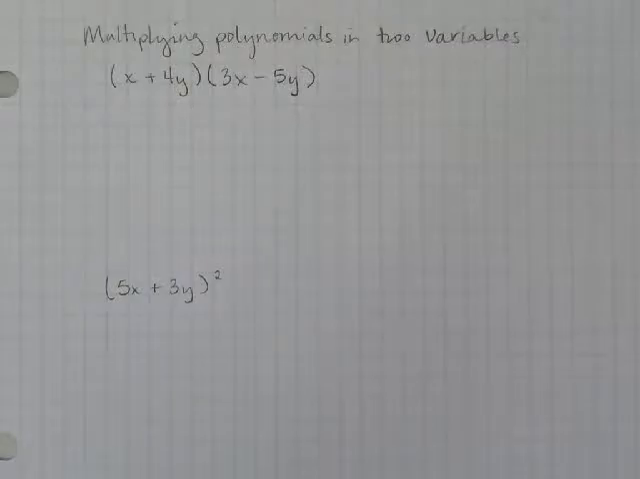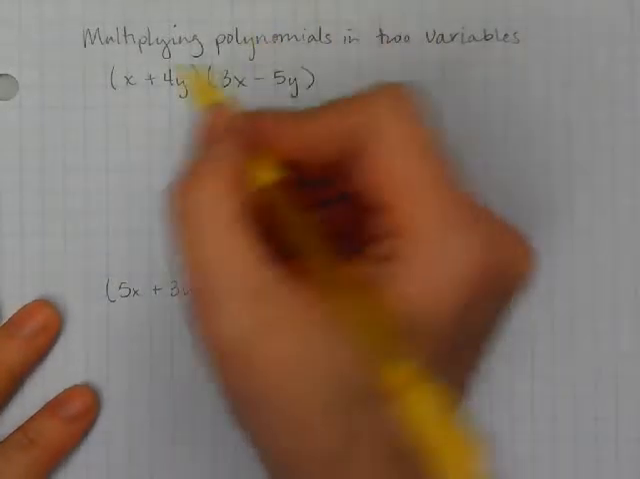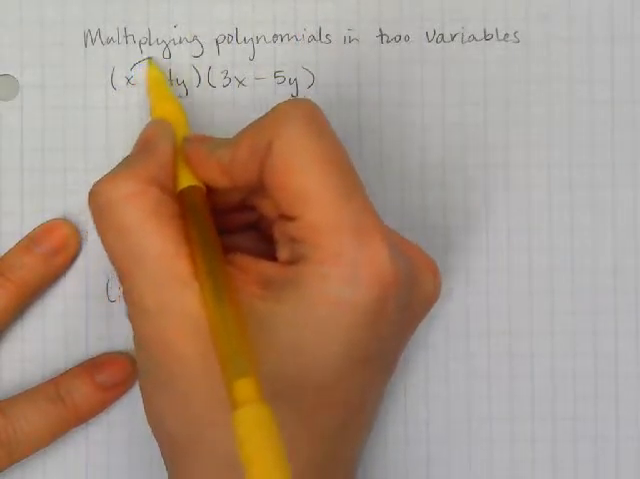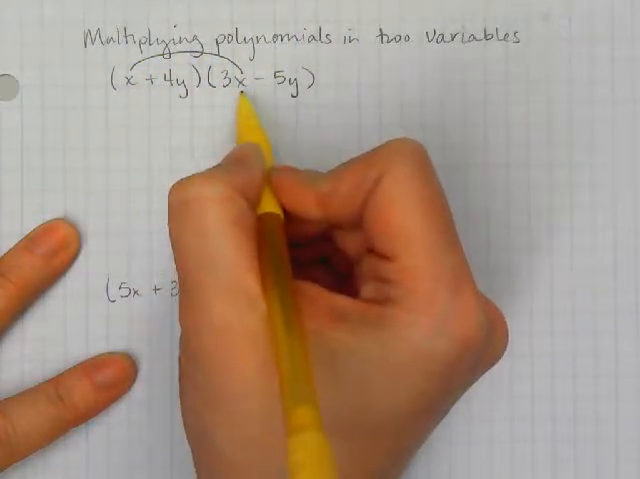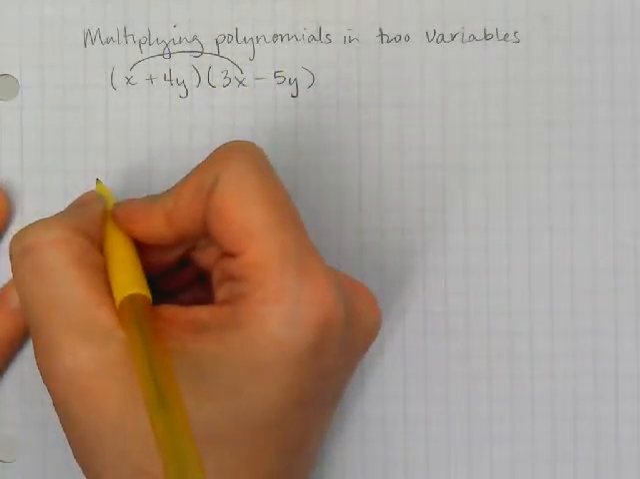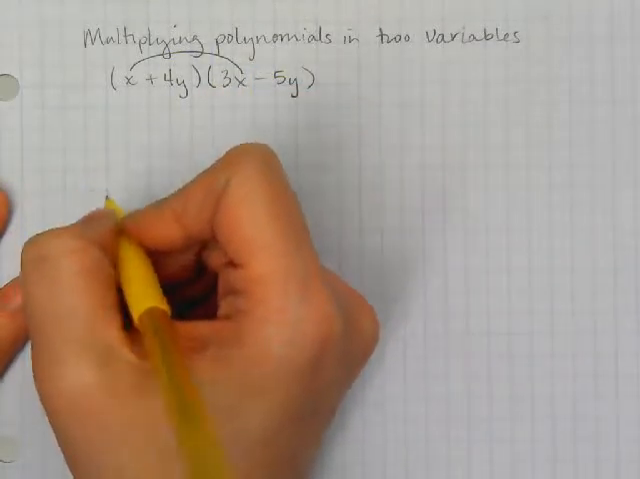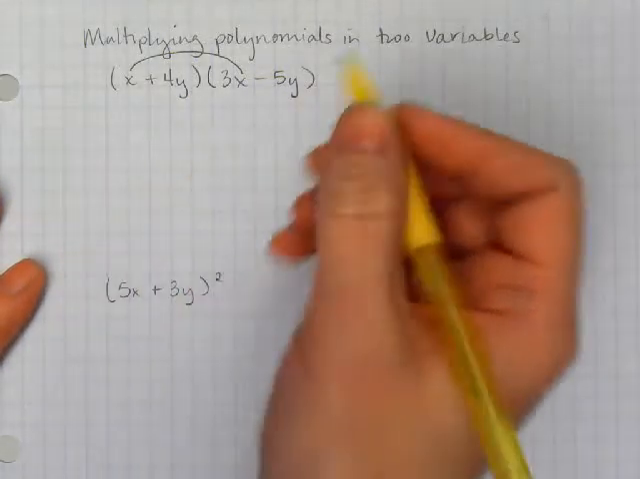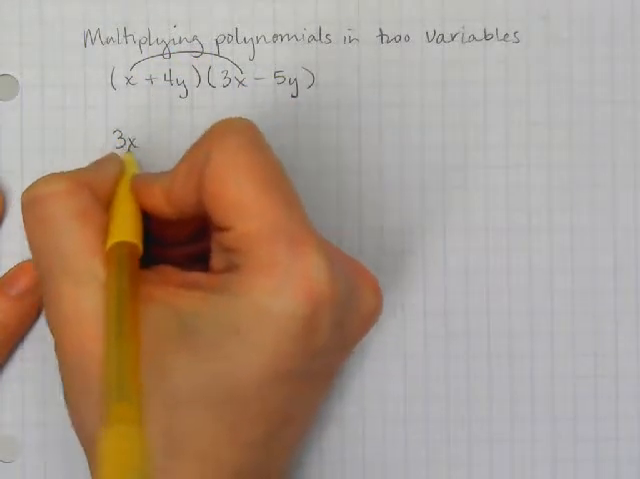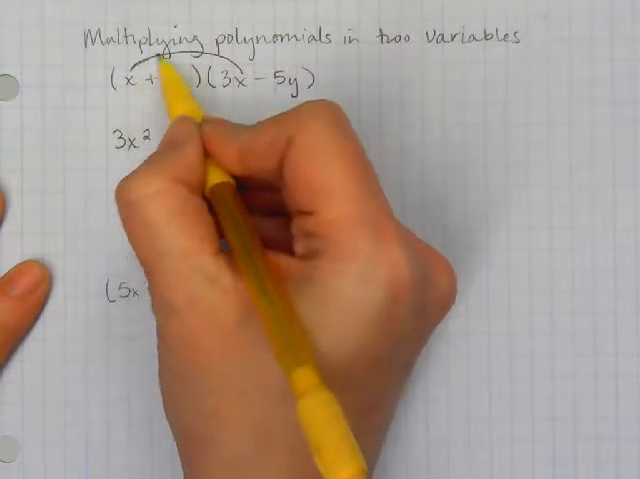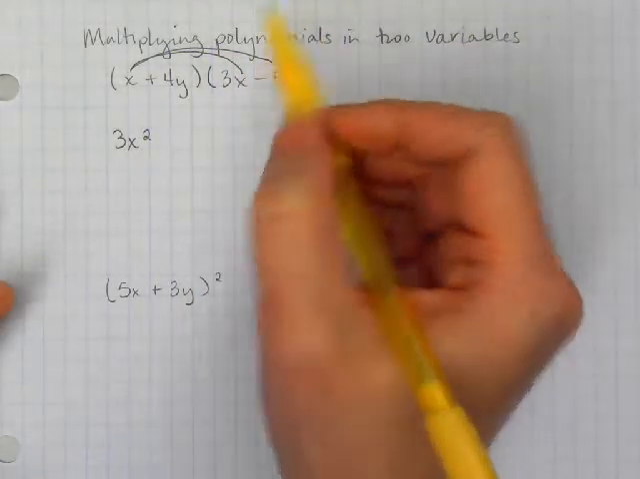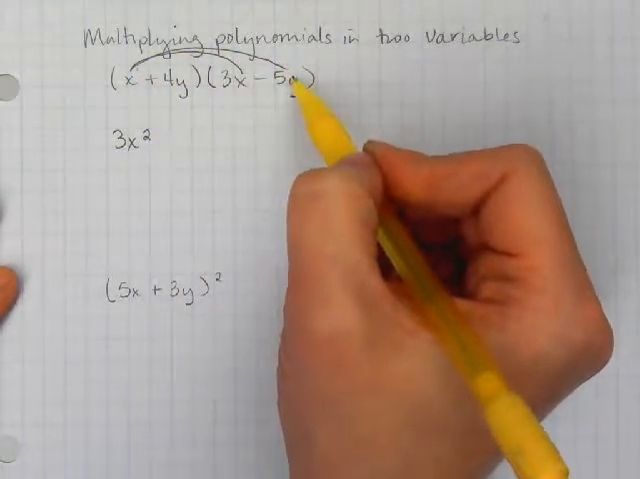So the first one is the FOIL method, and if you recall, that was you multiply your first term. So x times 3x gives us what? Not 4x. That's a very common mistake, though. 3x to the second. And then we multiply x by negative 5y. That's our outside term. So first term, outside term. So what is negative 5y times x? Yeah. Negative 5yx.